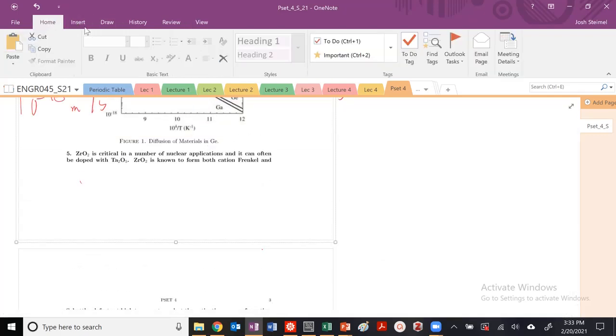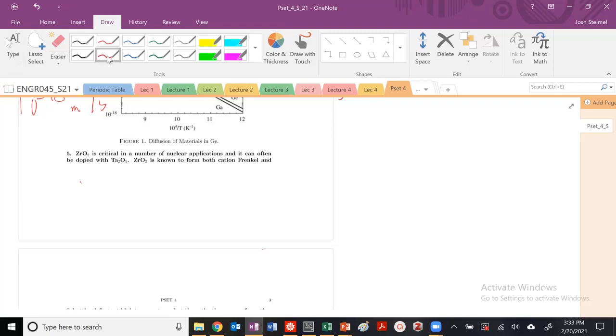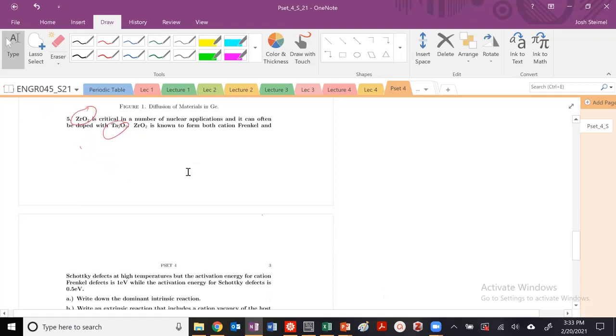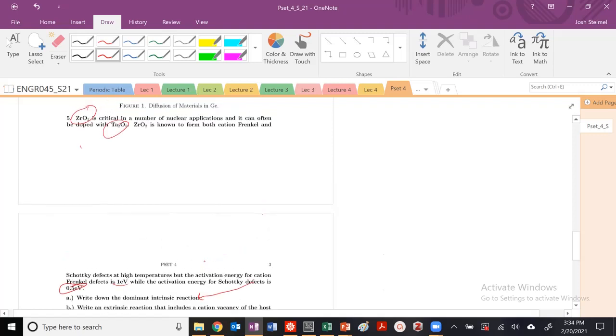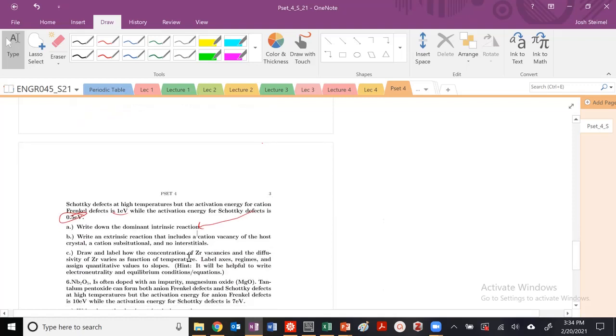So let's go ahead and draw. ZrO2 is critical in a number of nuclear applications, and it can be doped with Ta2O5. ZrO2 is known to form both cation-Frenkel and Schottky defects. Activation energy for cation-Frenkel is 1. Schottky is going to be our dominant intrinsic reaction. We know our host is ZrO2, and our doping impurity is Ta2O5. Extrinsic reaction, and so on.